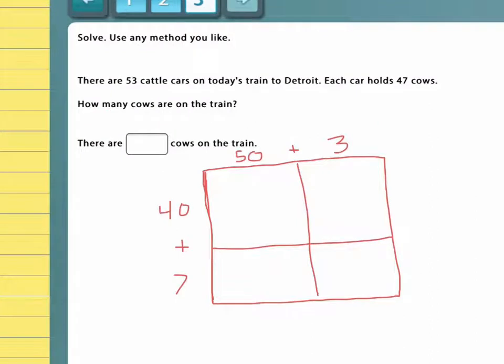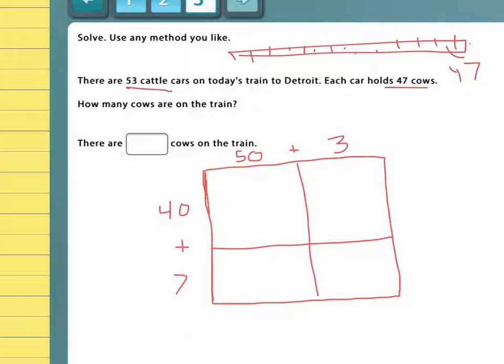All right, finally they give us a sample problem to try. 53 cattle cars on a train going to Detroit, and each car holds 47 cows. So how many cows are on the entire train? If you were going to do that, you could just draw a big train like that. There would be 53 cars like that, and each car would have 47 cows on it. You could even draw a cow if you wanted to. I'm not sure this looks like a cow, but pretend it's a cow.